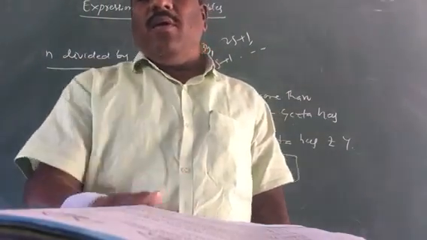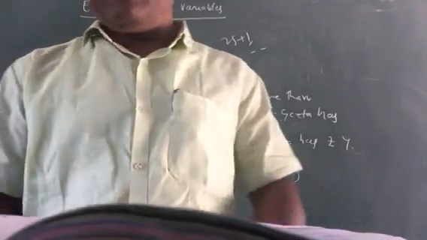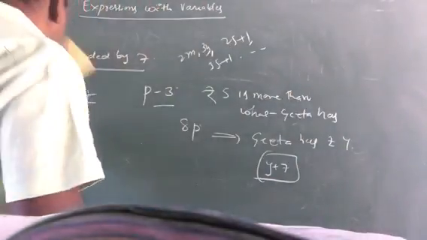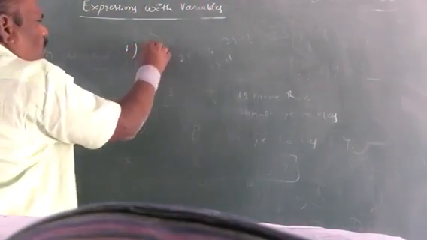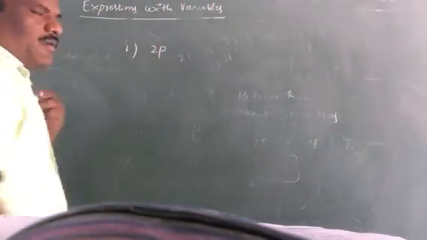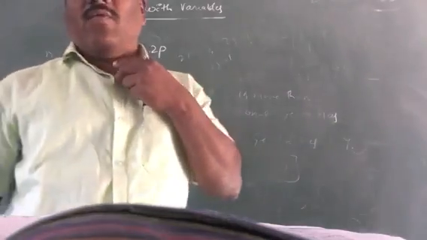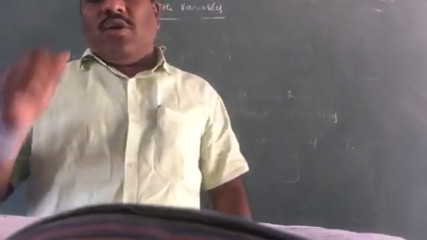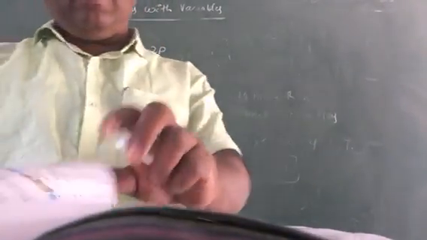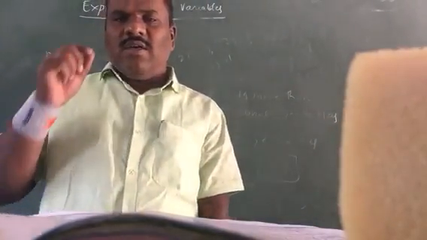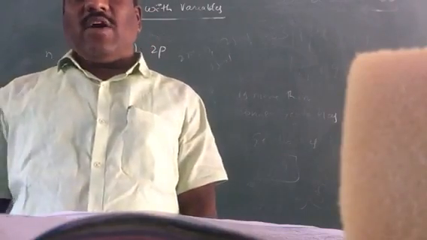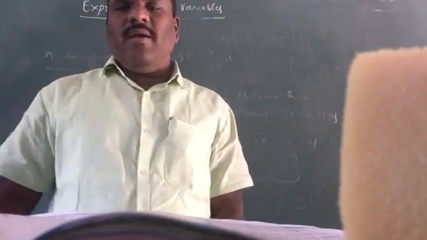For example, write a statement for the following expressions. See, 2p is there. What is 2p? Solution: Raju has twice the money than Seema. Twice means what? 2p.